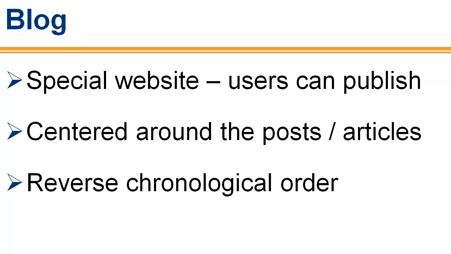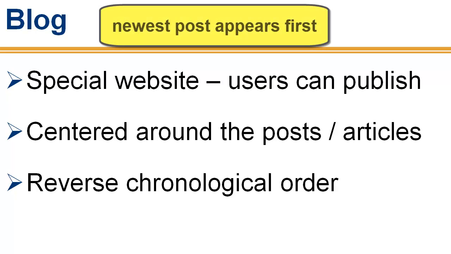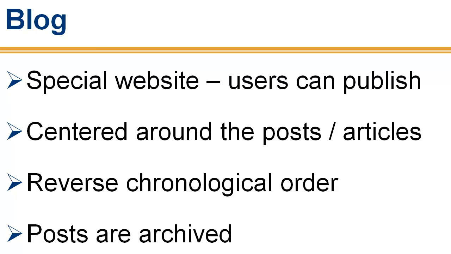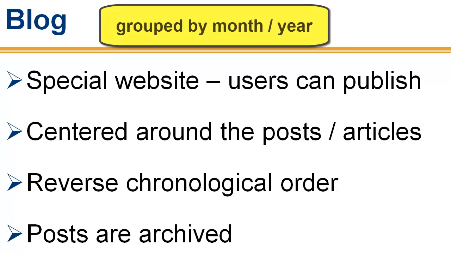Posts are organized in reverse chronological order. This means that the newest post always appears first. Posts are archived. They are grouped by month and year so that you can go back in history to previous blog posts.